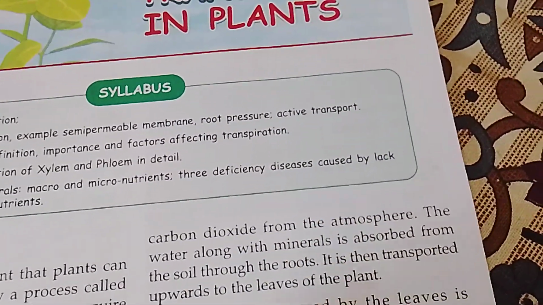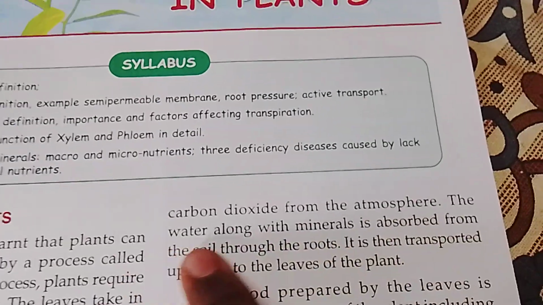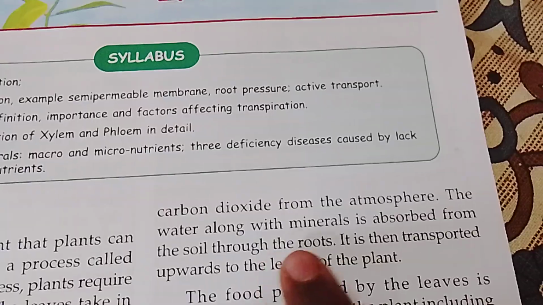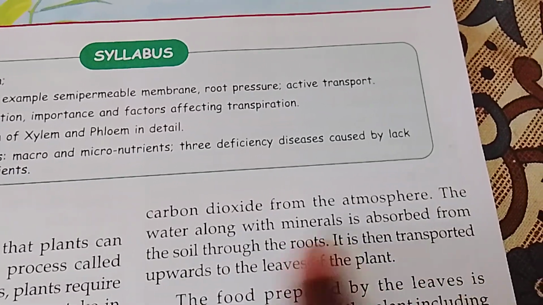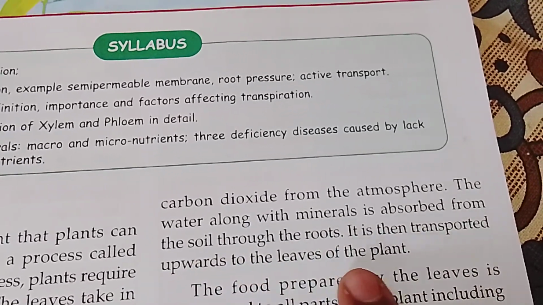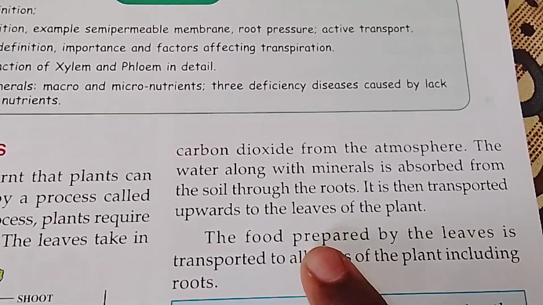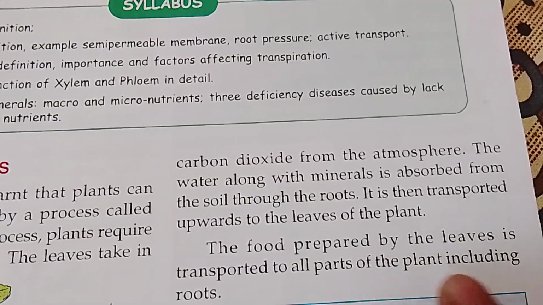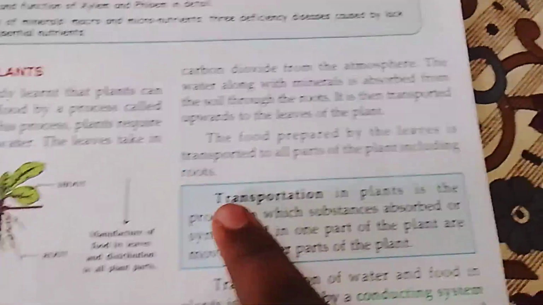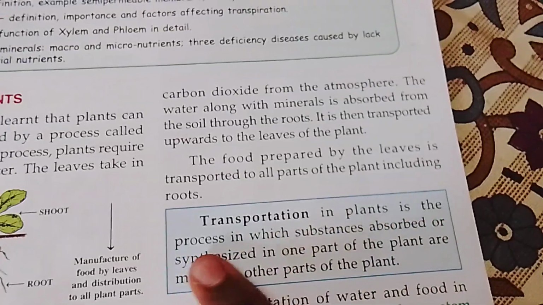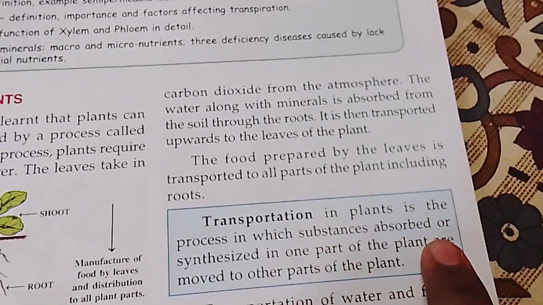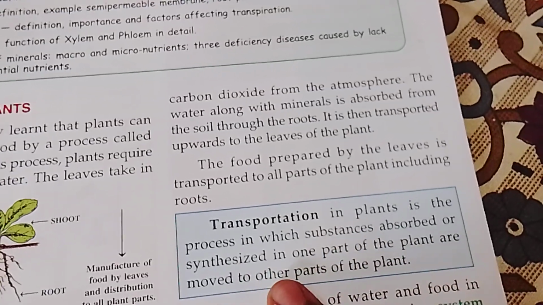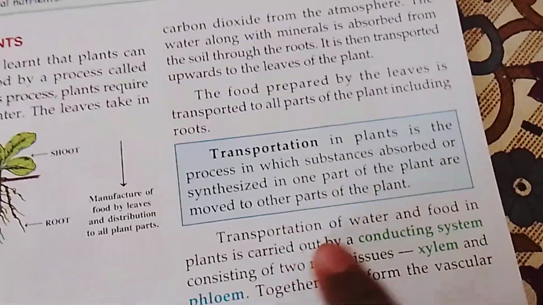carbon dioxide from the atmosphere, and the water along with minerals is absorbed from the soil through the roots. It is then transported upwards to the leaves of the plant. The food prepared by the leaves is transported to all parts of the plant, including roots. Transportation in plants is the process in which substances absorbed or synthesized in one part of the plant are moved to other parts of the plant.